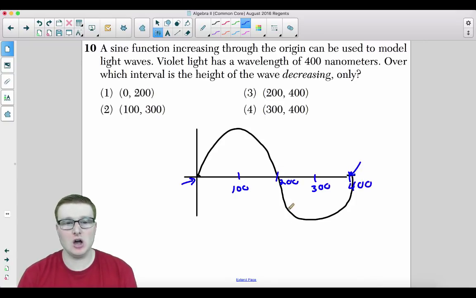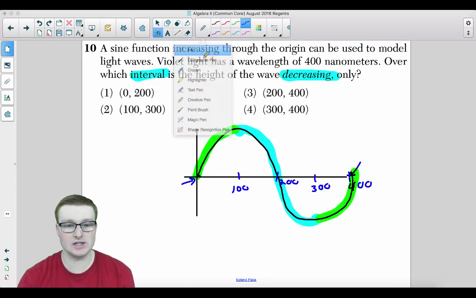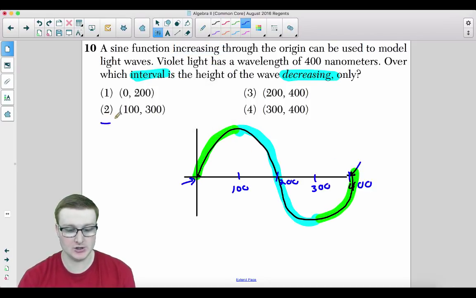Okay? So, what we're doing here is we're looking at the interval that is decreasing. All right, we're decreasing. So the interval that's decreasing is from 100 down to 300. That's it. It's increasing on these intervals over here. So your answer is from 100 to 300. Choice 2. Not too bad of a question.